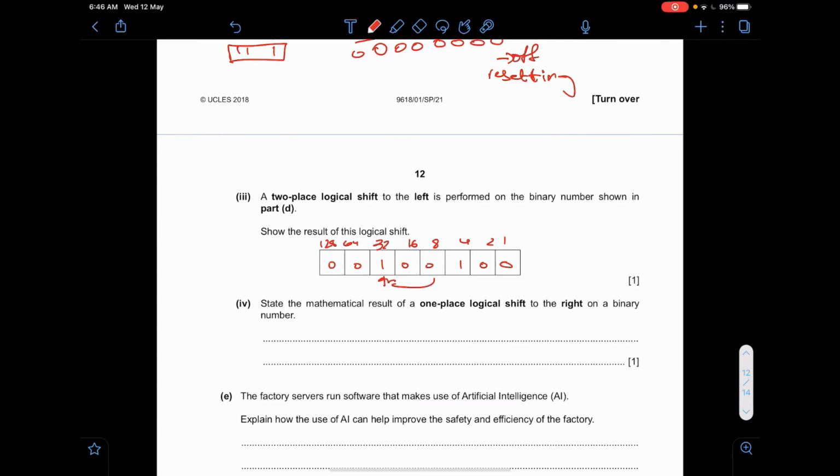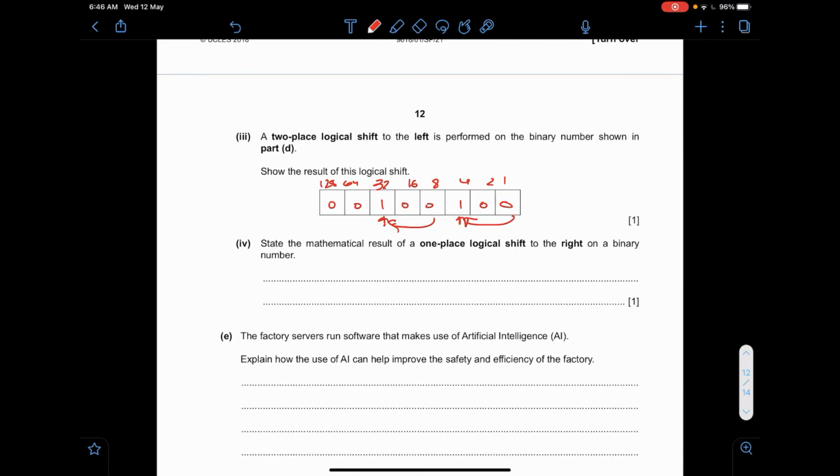So this moved 2 places, this moved 2 places as well, right? And it is saying to state the mathematical result of a one-place logical shift to the right on the binary number, right? So it is division by 2.